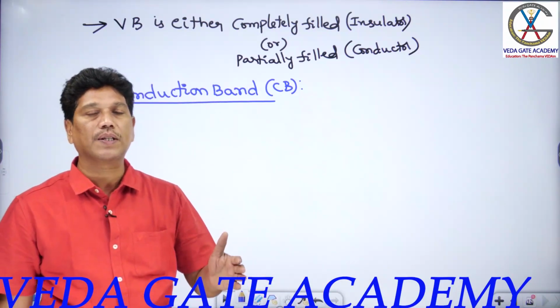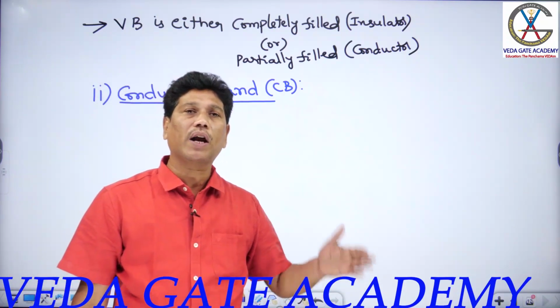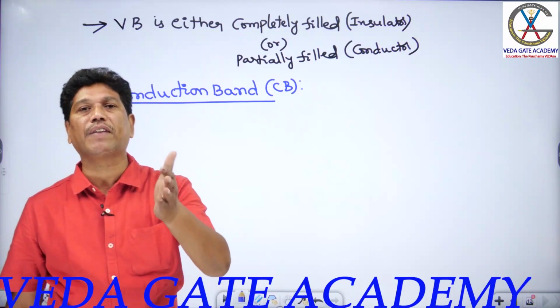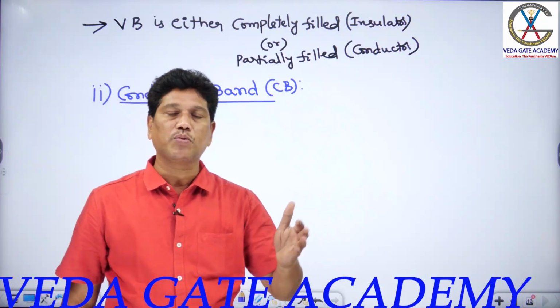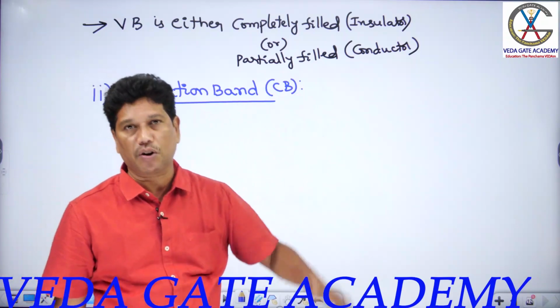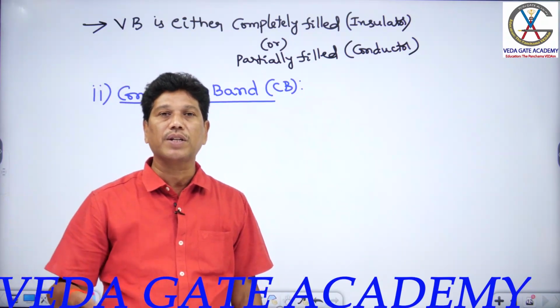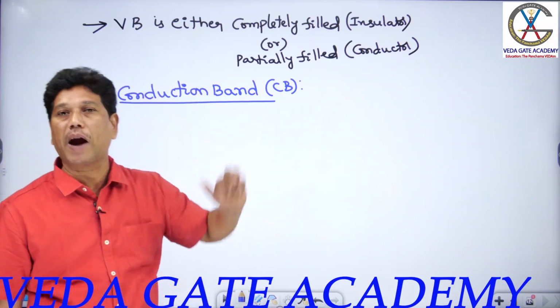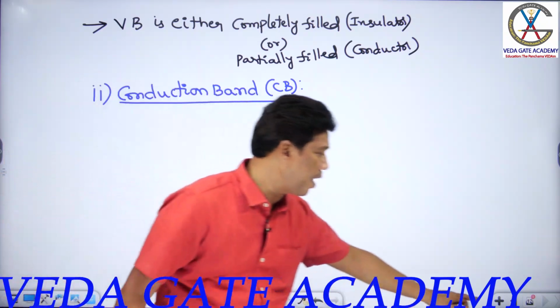So it is the range of energy considered by the conduction electrons. Conduction electrons are those electrons which are 100% free from the effect of the nucleus. Such electrons are called conduction electrons. And the energy range associated with those conduction or free electrons is called the conduction band. So simply remember this.